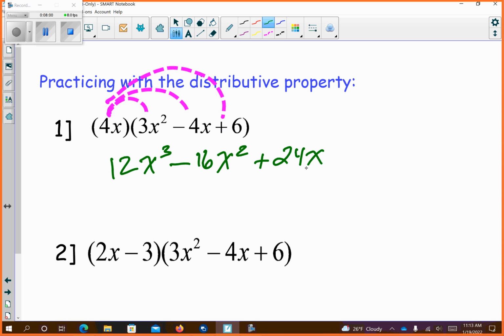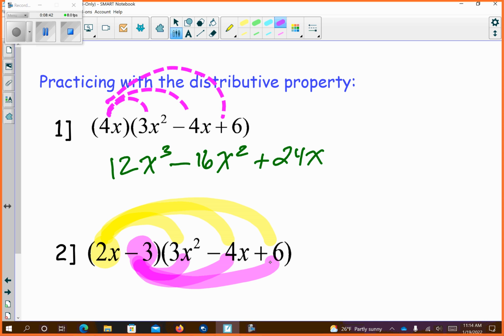Okay, now, this next one, we have a binomial, 2x minus 3, 2 terms, times a trinomial, 3x squared minus 4x plus 6. There's 3 terms. Okay? So I'm going to take this 2x. It's going to get multiplied here, here, and here. Then I'm going to take this negative 3 and distribute it here, here, and here. So I'm double distributing.